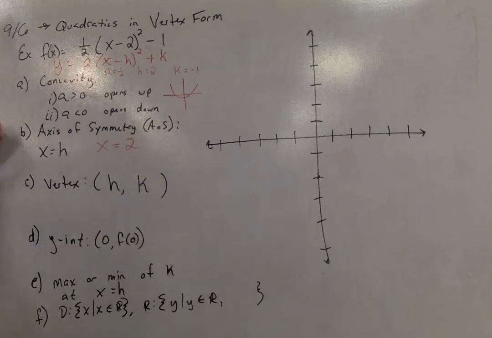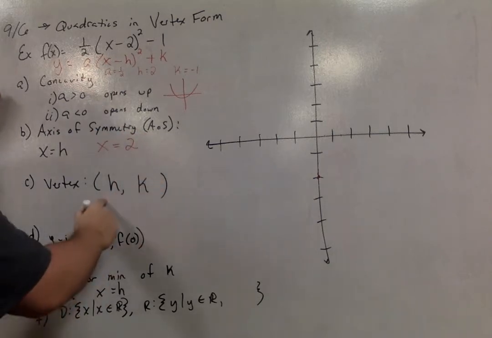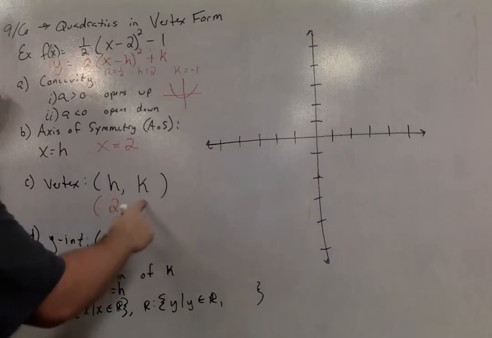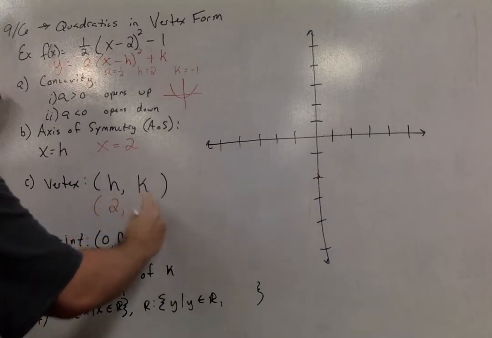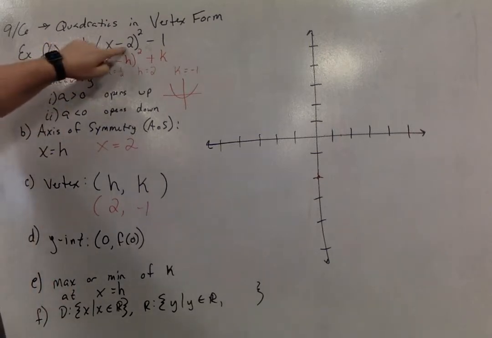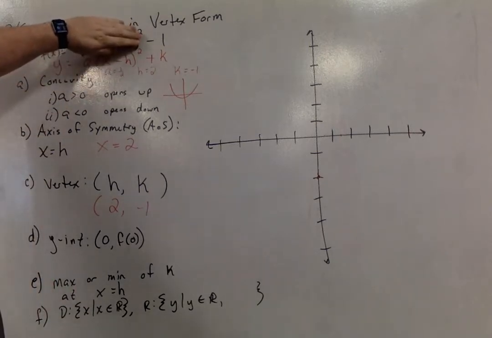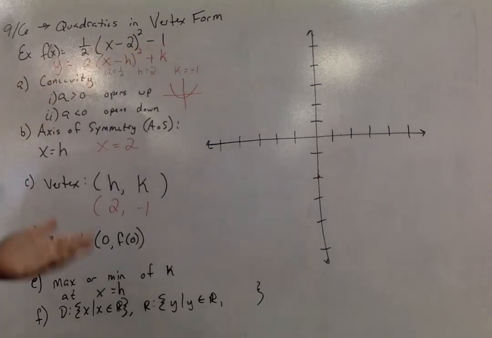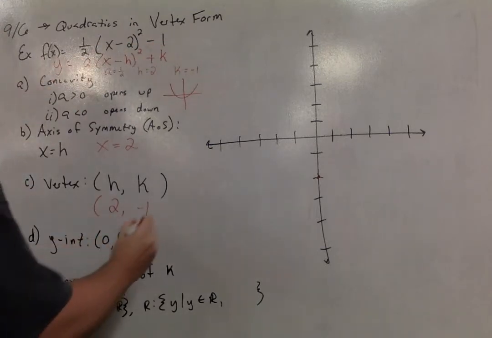The vertex is just about as easy as the axis of symmetry. I know the x value is 2, and the k value is going to be negative 1. Now think about why this works. If I plug in 2 here, 2 minus 2 is 0. Everything over here disappears, and I'm left with negative 1. So again, it's (2, negative 1).